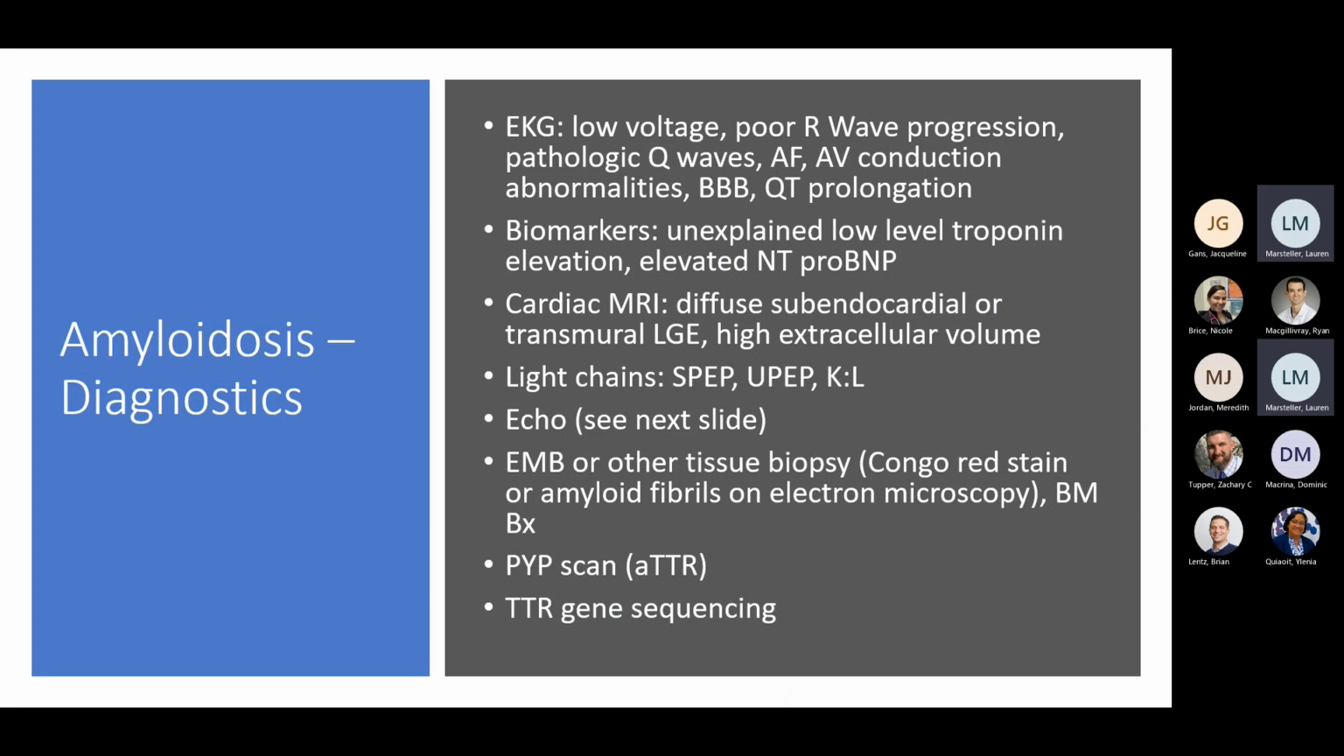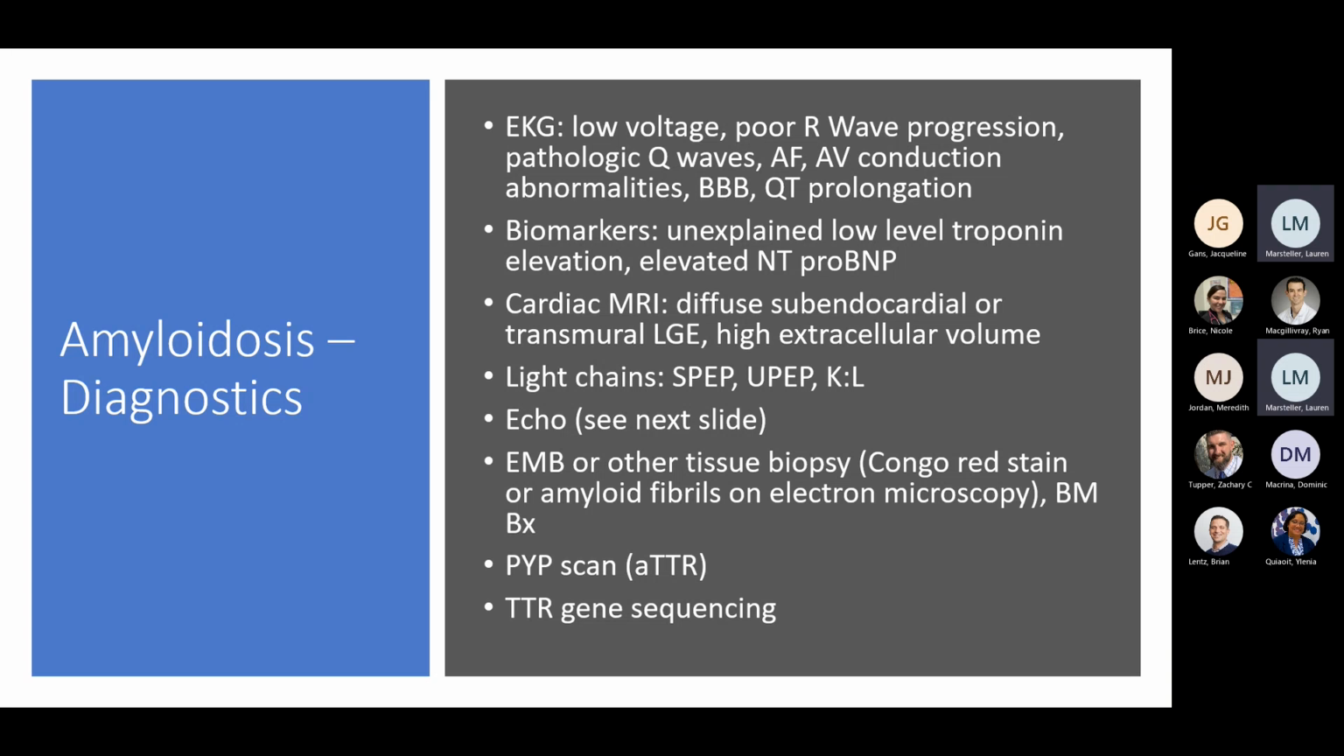So the diagnostics for amyloidosis, obviously all of our patients have EKGs. What you might see on an EKG is low voltage, a poor R wave progression, pathologic Q waves, atrial arrhythmias, various bundle branch blocks, or QT prolongation.